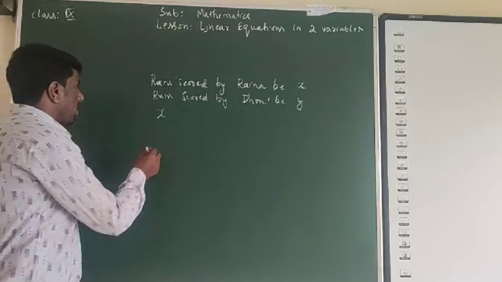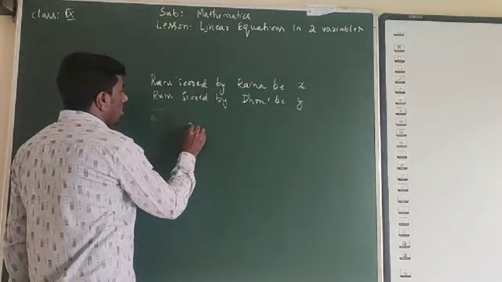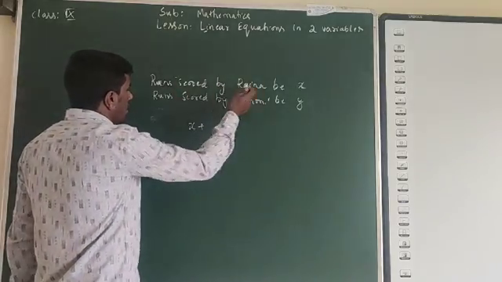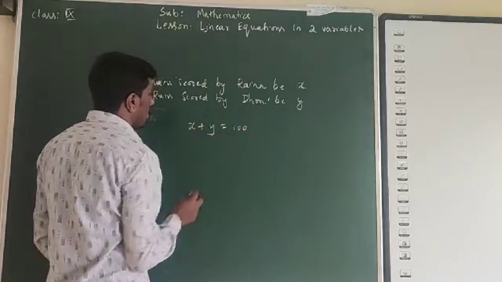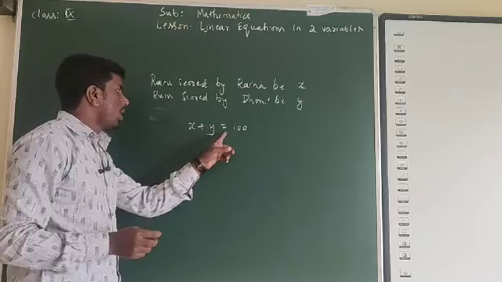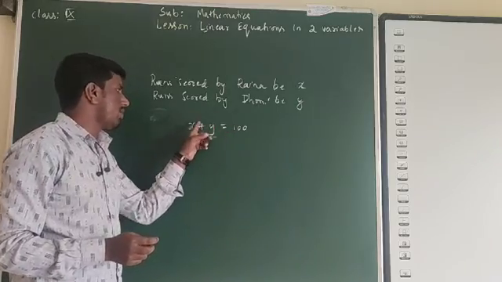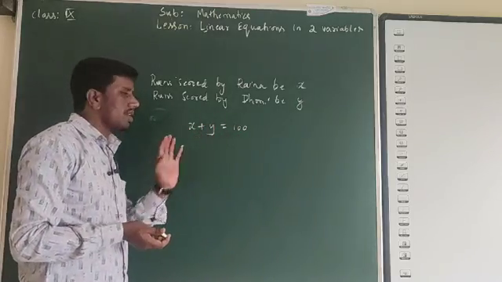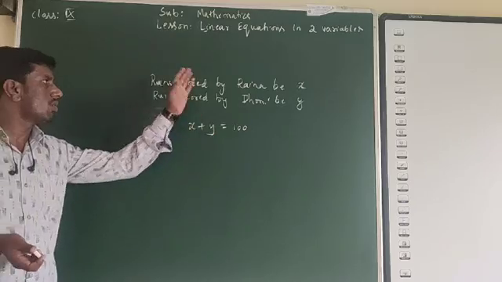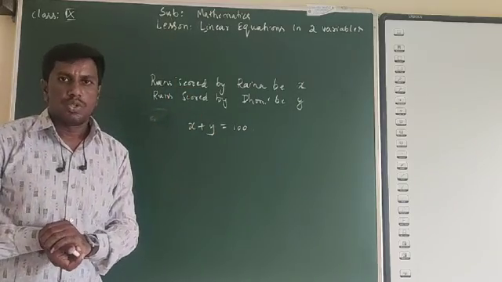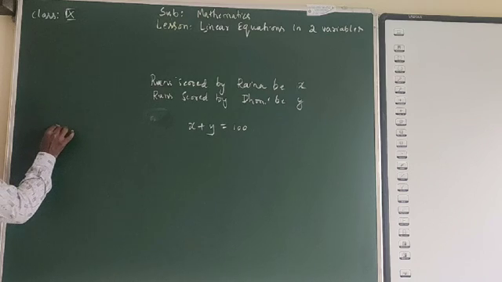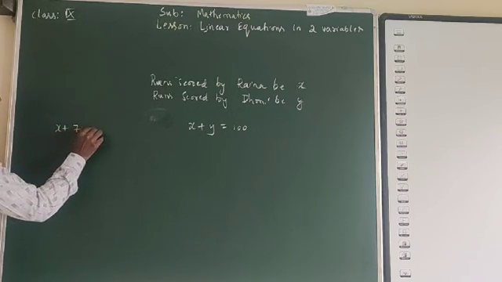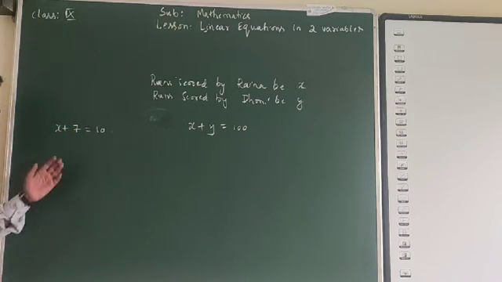So what is the equation? We know that the run scored by Raina plus the run scored by Dhoni will become 100. It means their partnership. If you want to give the partnership, you need to add both the runs, right? So you will be getting 100. This is the equation for the particular situation. As we have discussed earlier, like x plus 7 is equal to 10, this is one equation.